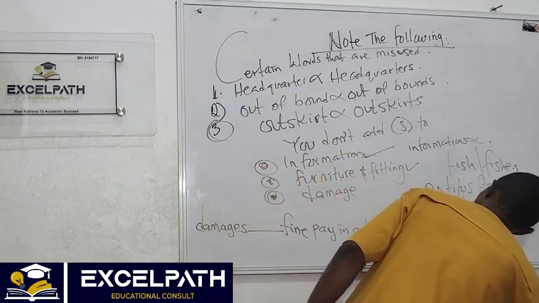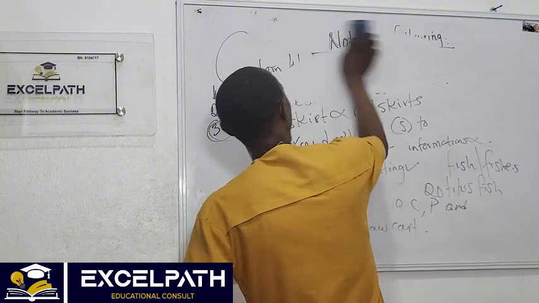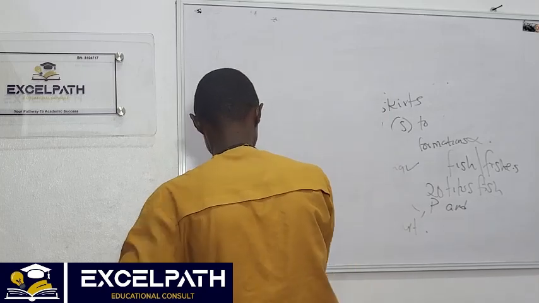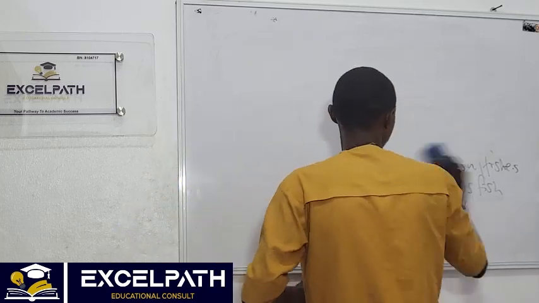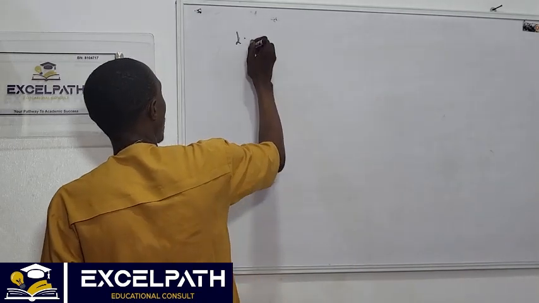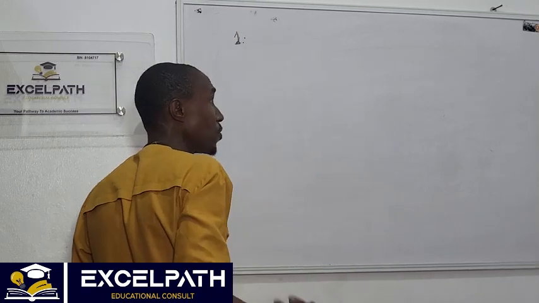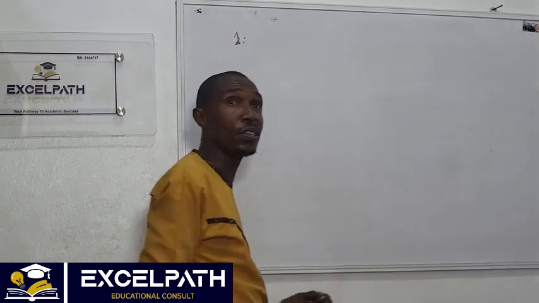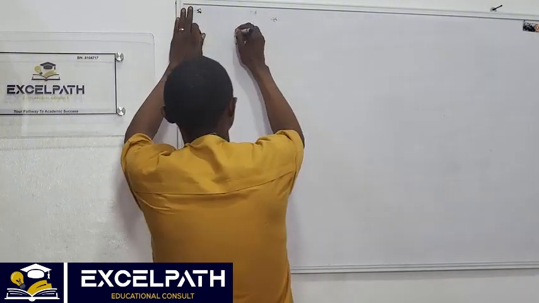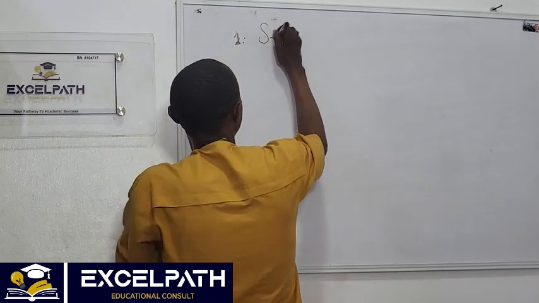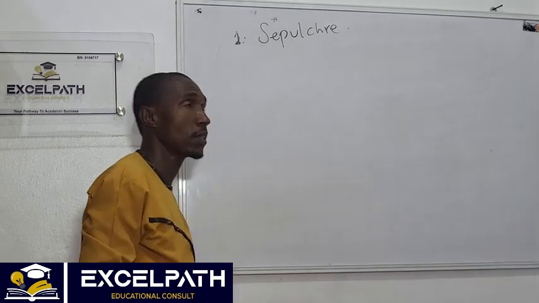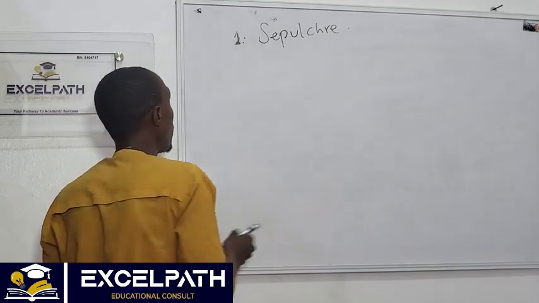So all these things are what you need to note. Let me give you words again that you need to note, because you don't know the one that they might ask you. So you need to learn them. Number 1, if you have been conversant with your past questions, you will see these spellings there. Number 1, the word sepulchre. That's the spelling.